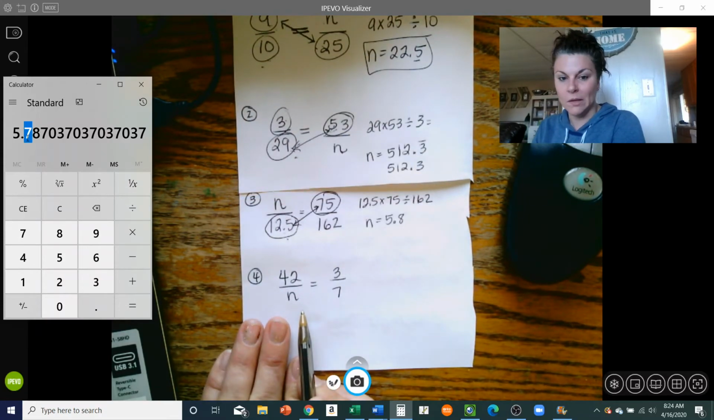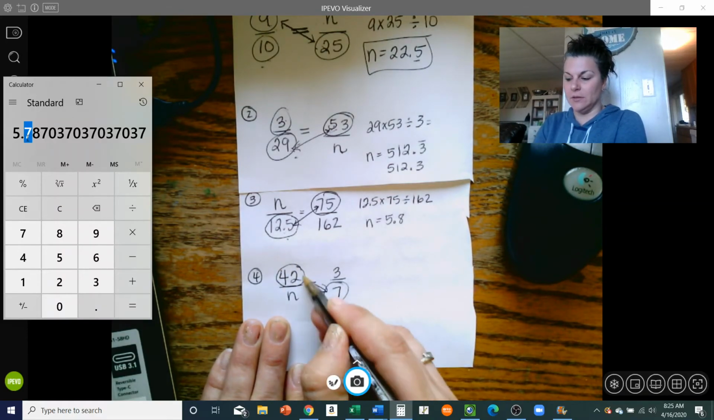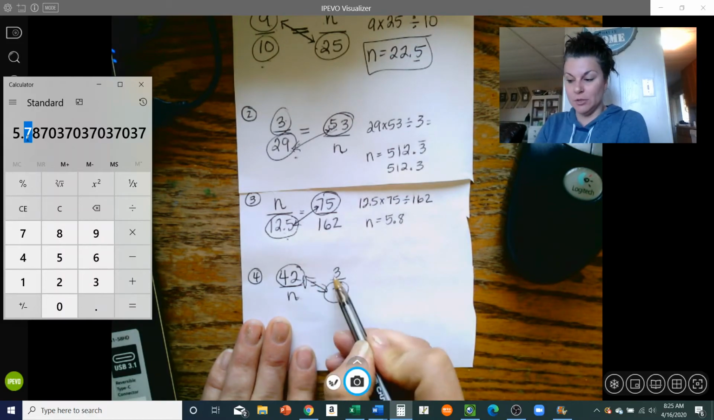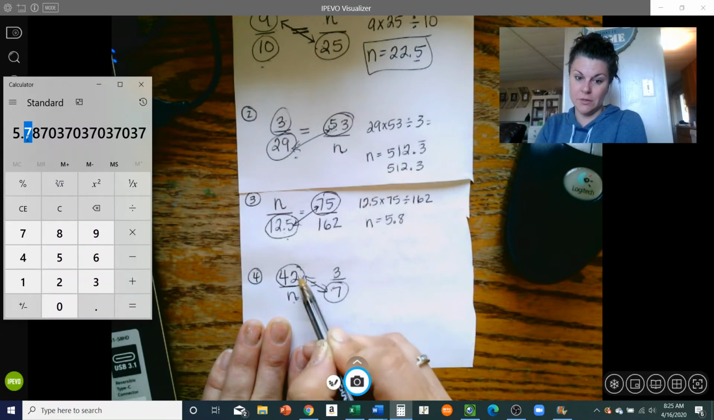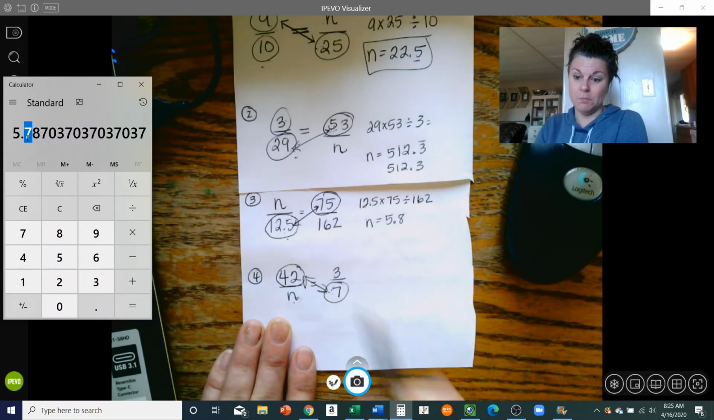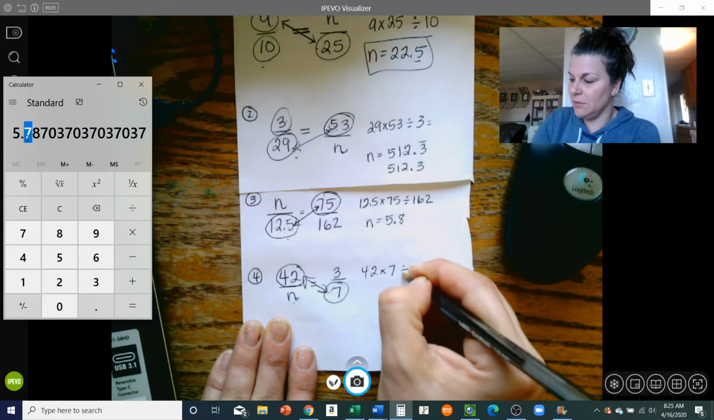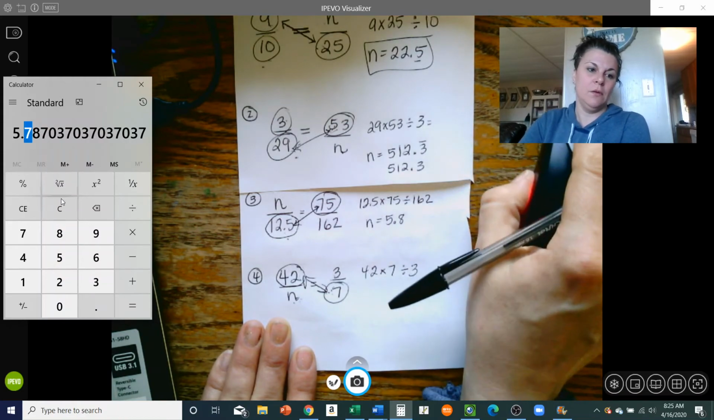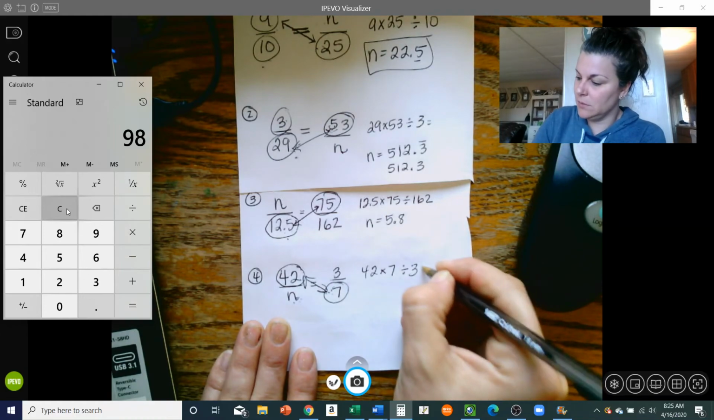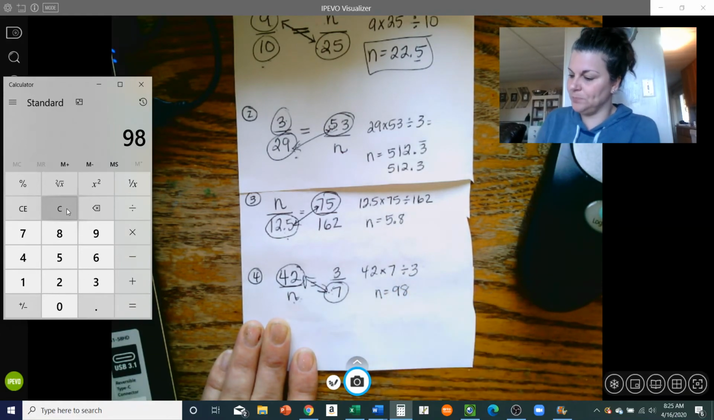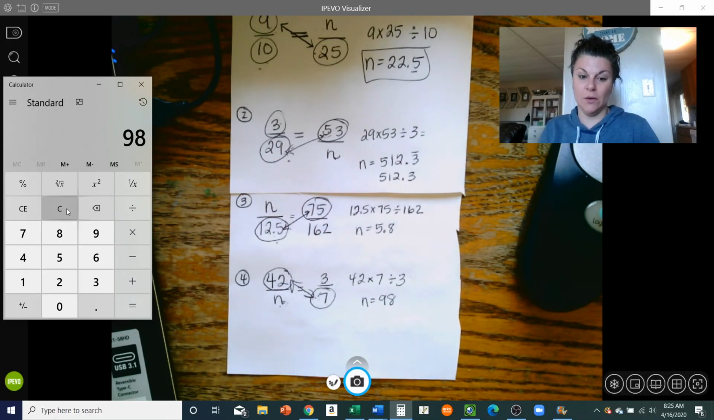Okay. My last one. I know that 42 and 7 are diagonals, and I know what they are. I can't multiply these first because I don't know what n is. So you're always looking at the two diagonal numbers that are there. And I'm going to multiply those. 42 times 7 divided by 3. 42 times 7 divided by 3 equals, n equals 98. This one I don't have to round because this one really has whole numbers.